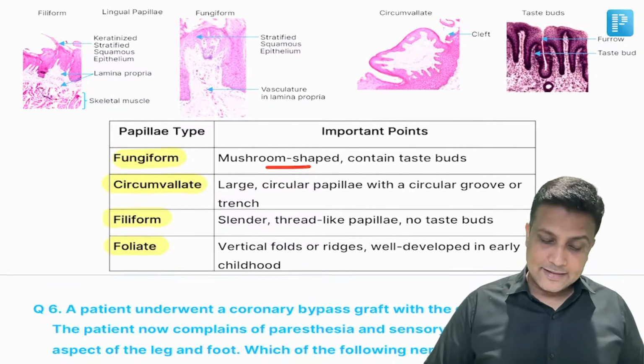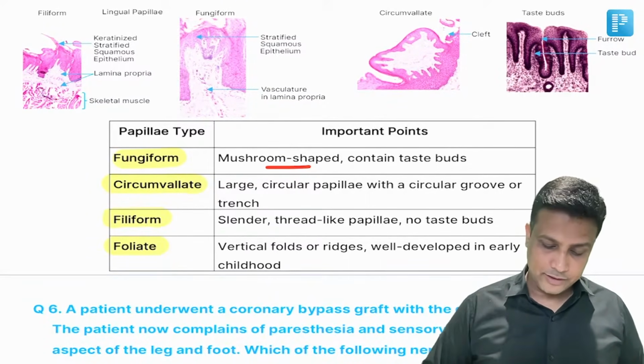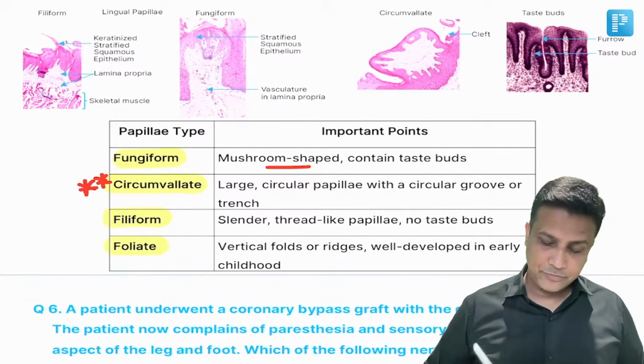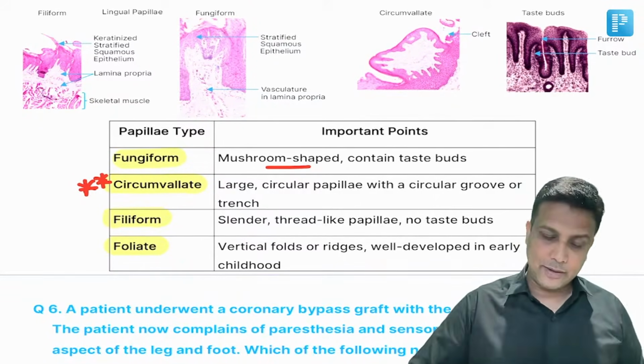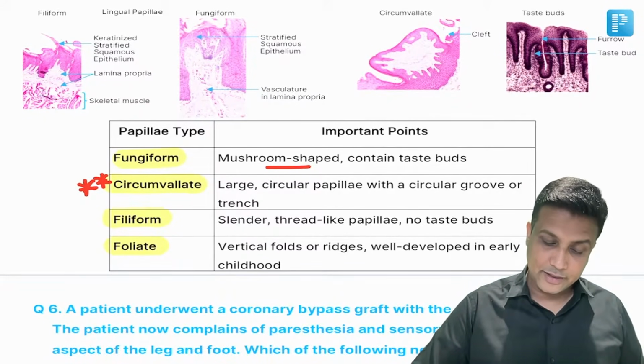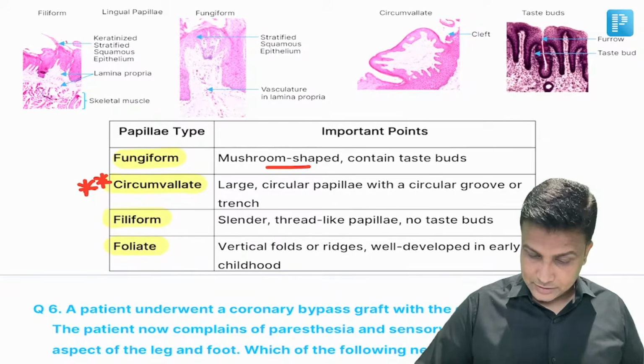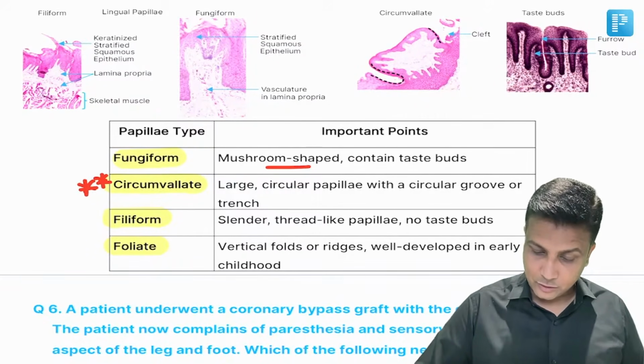And then second point is circumvallate. This is something really important. Many questions will be coming from here. First of all, they are like large circular papillae. But the most important thing, how to identify them, is actually by that groove. Please look at this diagram here. In this diagram, you're able to see that there is a groove, or we will call it a trench.